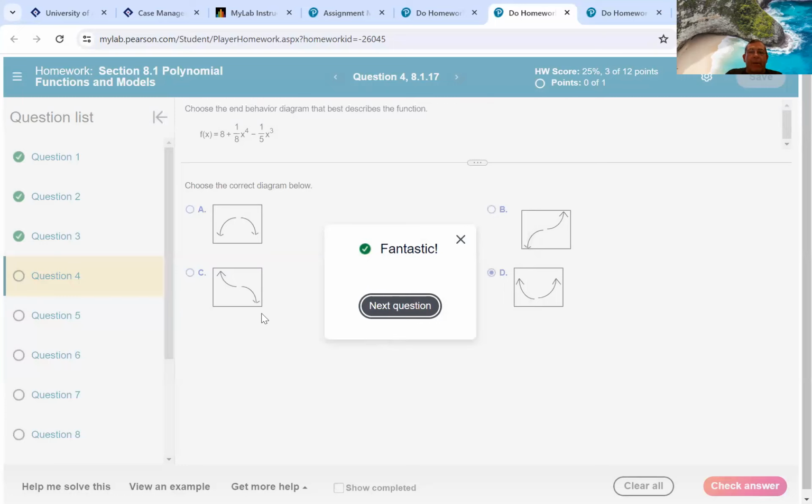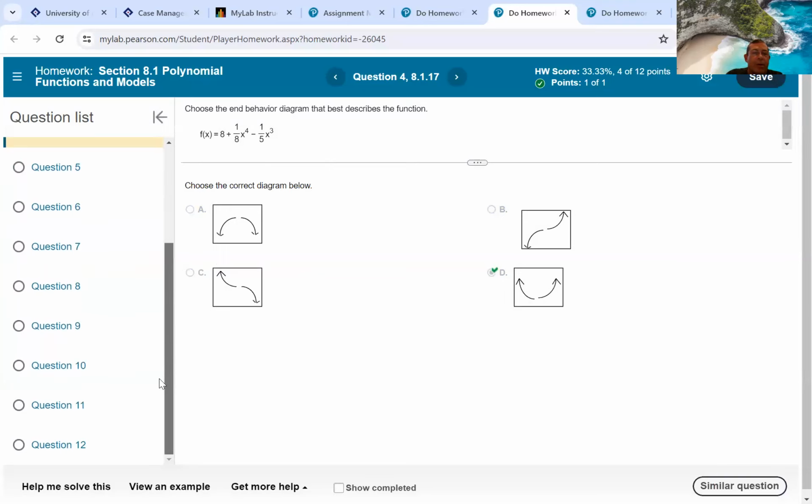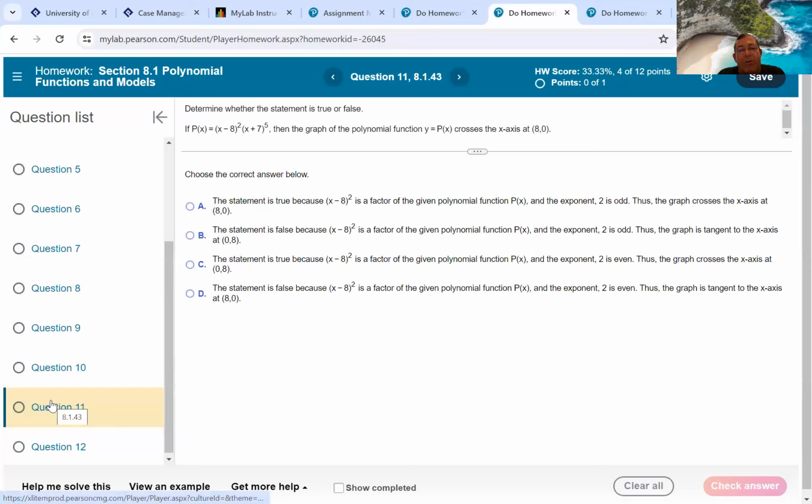All righty, so let me go. I'm not going next question. I'm going to go down to number 11. And y'all, this is true, false. So let's see. When I gave you the definitions of a multiplicity, I told you if that 0 came from a factor that had an even multiplicity, it was going to be tangent to the x.